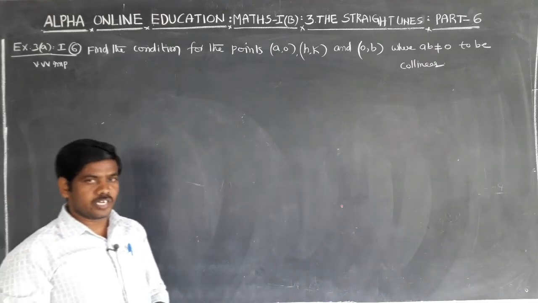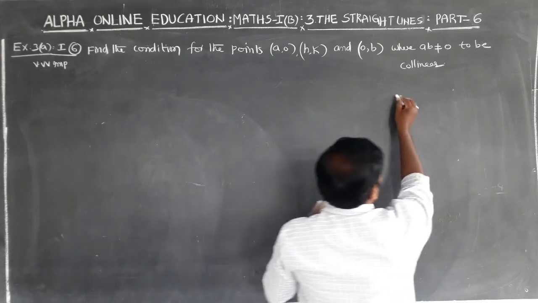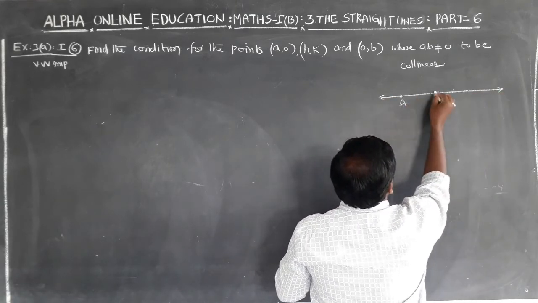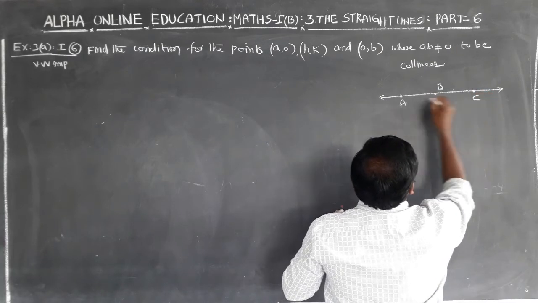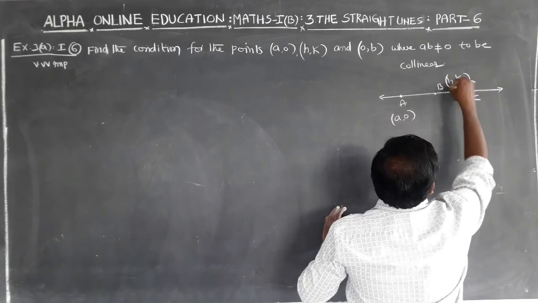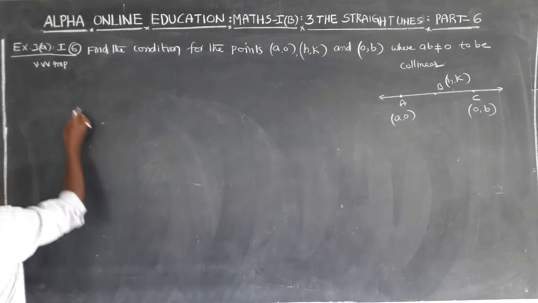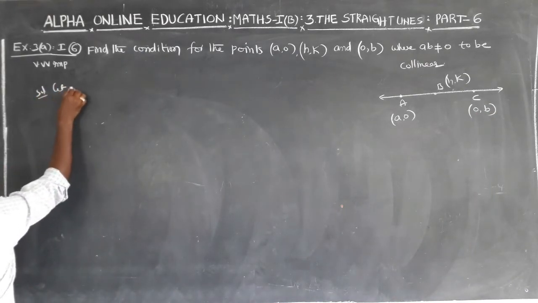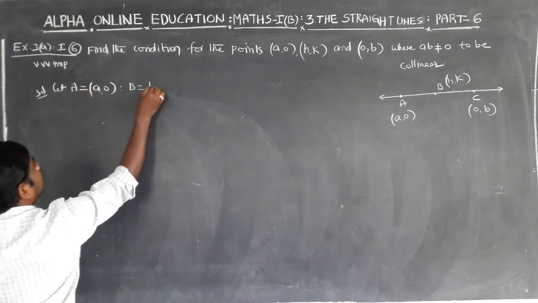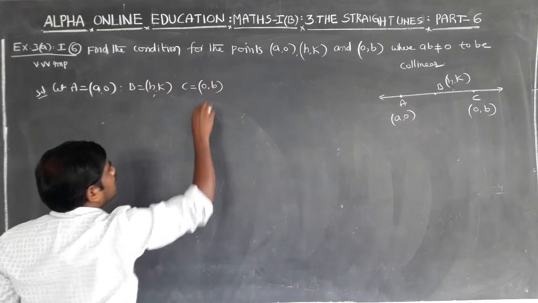Three points are collinear means the three points lie on the same line. Then these points are called collinear. Let the points be A (a, 0), B (h, k), C (0, b).